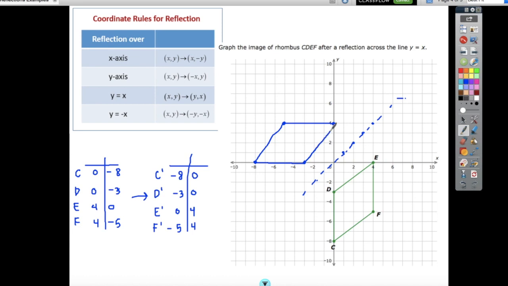And I know this is hard to imagine on the screen, but if we tilt our heads and imagine this being a piece of paper and we were folding it in half across this line, then these would match up, so it looks like we got it right.